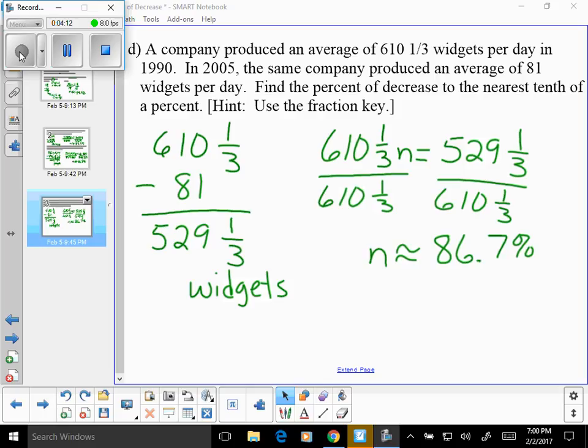And how did you do on this one? By the way, I have no idea what a widget is. It's a made-up thing. When we want to talk about a product that some company makes and we don't know what else to call it, we just call it a widget.